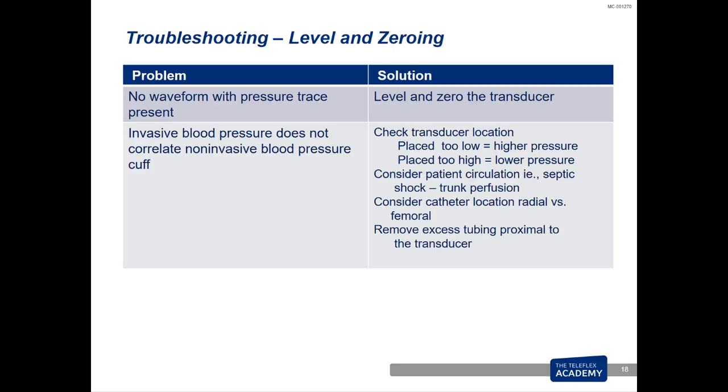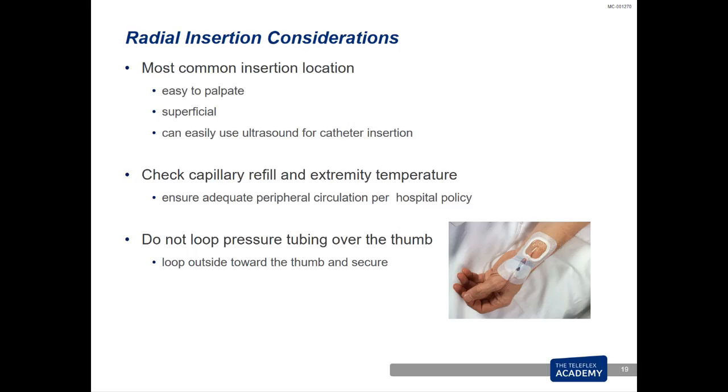And the last one really is to remove that excessive tubing. Radial insertion considerations. So the radial artery is the most common insertion location for arterial catheter placement. And this is because it's easy to palpate, it's very superficial, and can easily use ultrasound for catheter insertion.